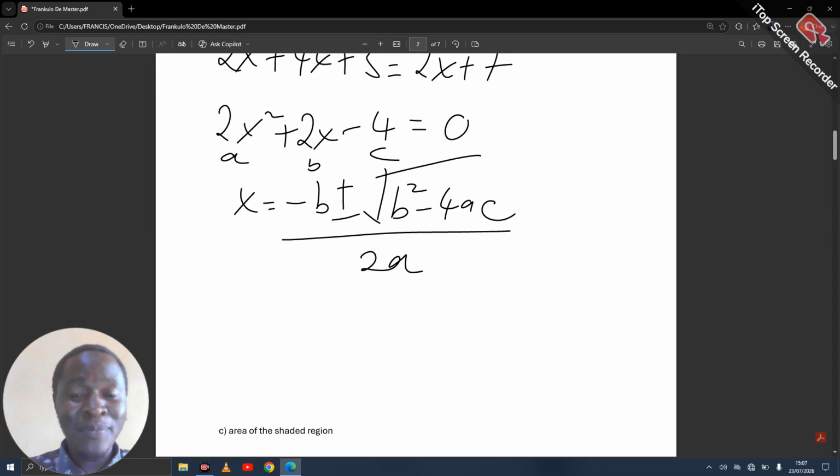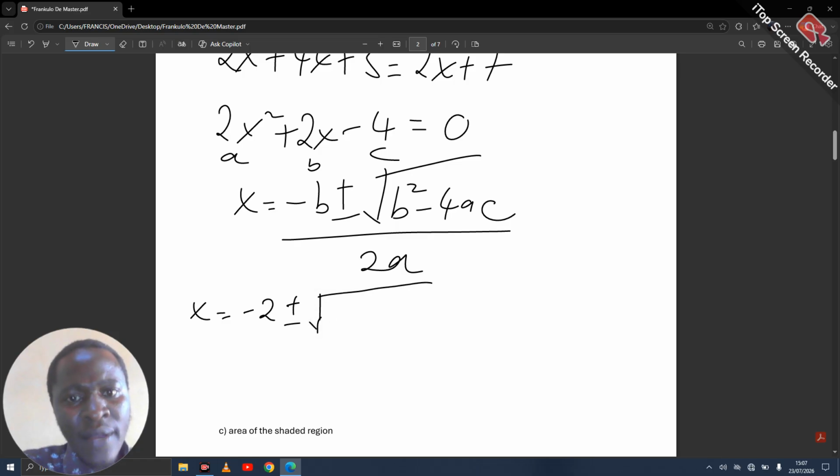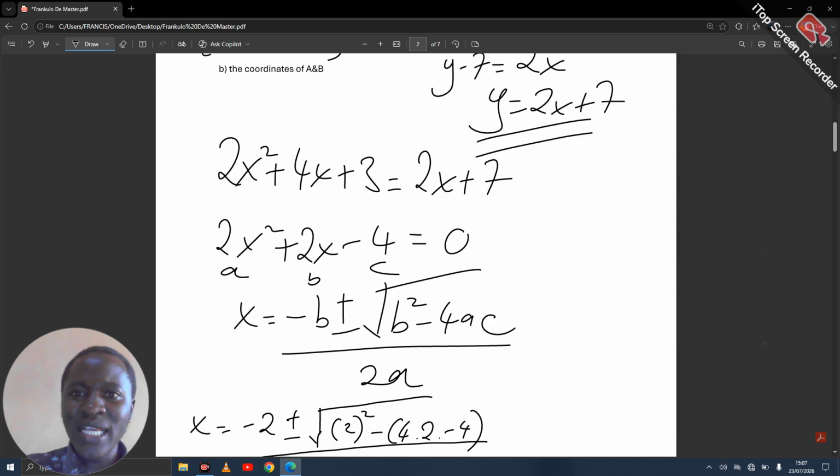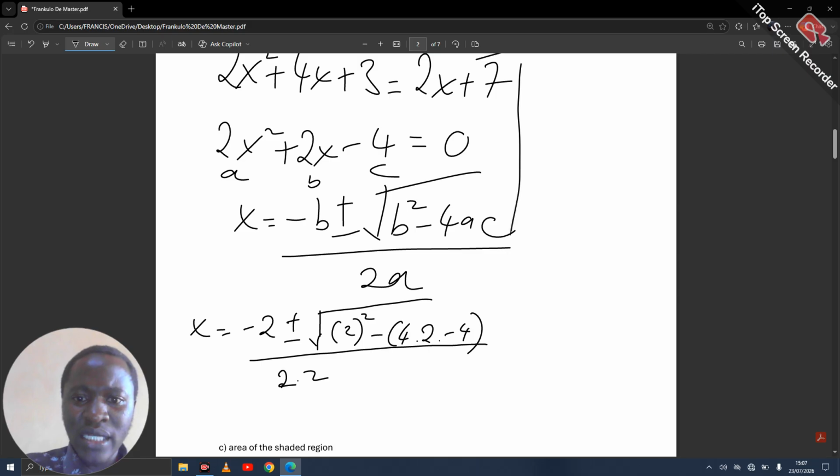I left a small space, so you will excuse me to squeeze my questions, please. So we are having negative 2 plus or minus the square root of b squared. B squared there is 2, so we have 2 squared minus 4 multiplied by a, which is 2, multiplied by c, which is negative 4, all over 2a, which is 2 times 2. So allow me just get the answer, because I'm sure you can get those.